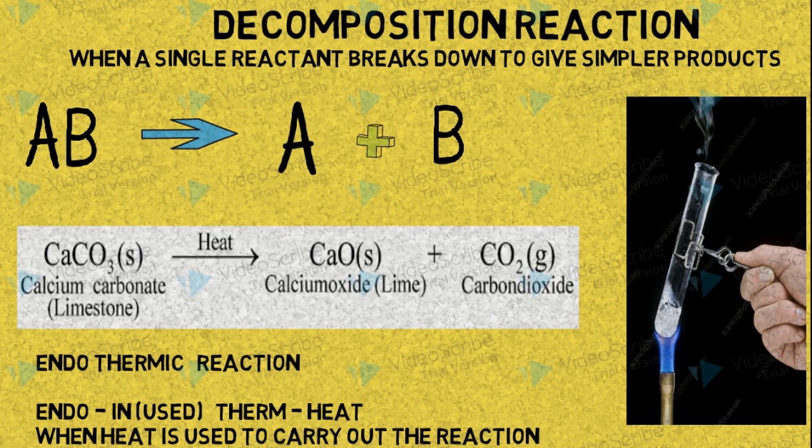So in a decomposition reaction, a single substance is broken down into two or more products, and in a combination reaction, two or more substances are combined together to form a single product. So combination is the opposite of decomposition reaction.